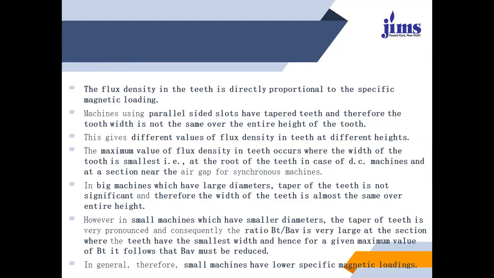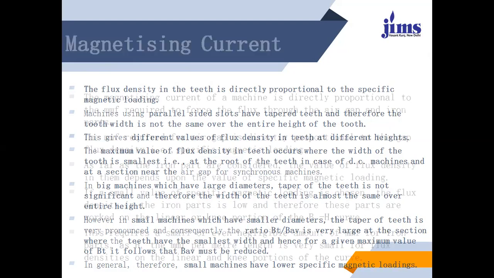However, in small machines which have smaller diameters, the taper of teeth is very pronounced, and consequently the ratio Bt upon B average is very large at the section where the teeth have the smallest width, and hence for a given maximum value of Bt, it follows that B average must be reduced. In general, therefore, the small machines have lower specific magnetic loadings.